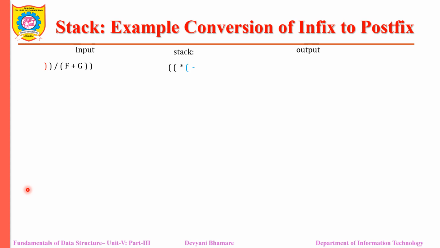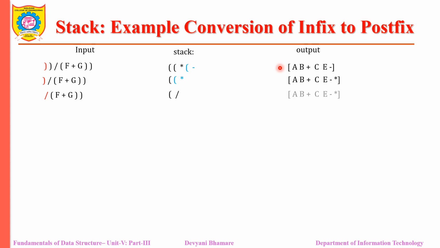Now assume that the input contains a closing parenthesis and our output list is AB plus CE. Then what do we have to do for this closing parenthesis? We need to pop from the stack and copy onto the output list. Similarly, this is the closing parenthesis. Then again we need to copy multiplication onto the output list. Then division is an operator, so we need to push it onto the stack.